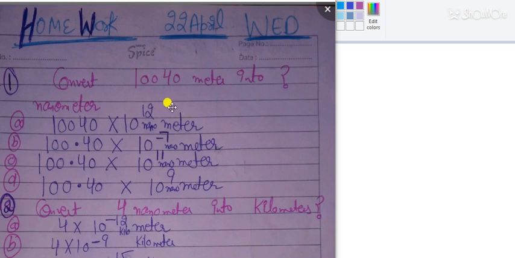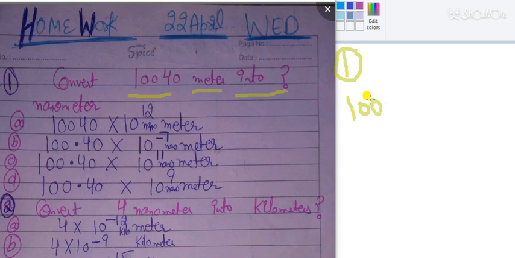So your first question is convert 10040 meter into nanometer. So it is your first question that you have to convert 10040 meter into nanometer. So I am solving here question number 1. So this is the solution of question number 1. I hope if you pay attention, then you will easily understand what the answer will be.